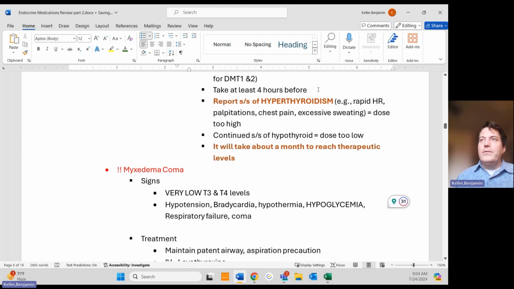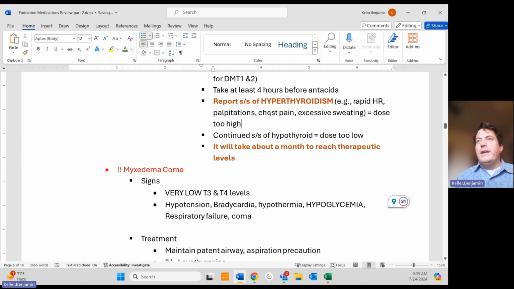They need to take it at least 4 hours before any antacids. Antacids can absorb and change other medications and things like that. And we're talking again, tiny little amounts, so we want to be sure they get that full dose.